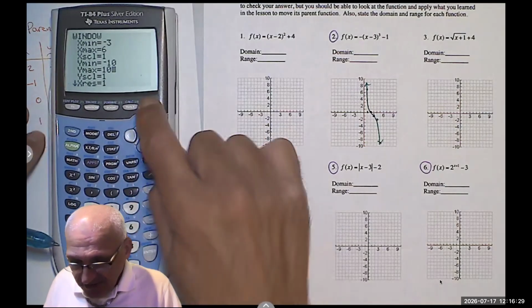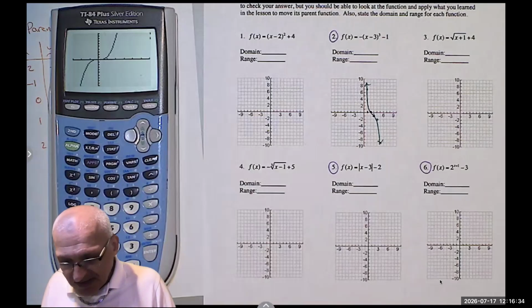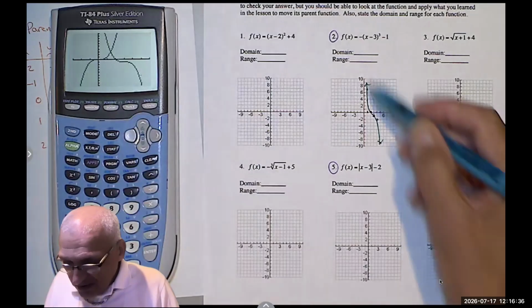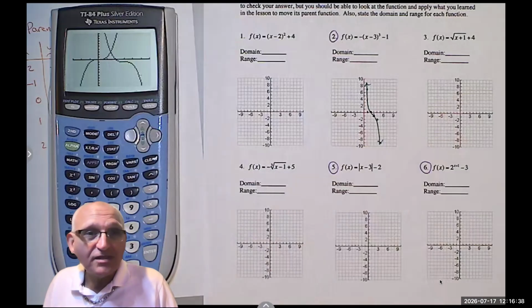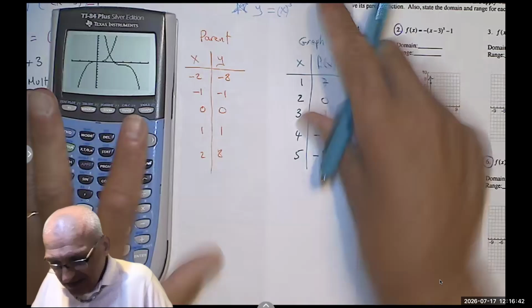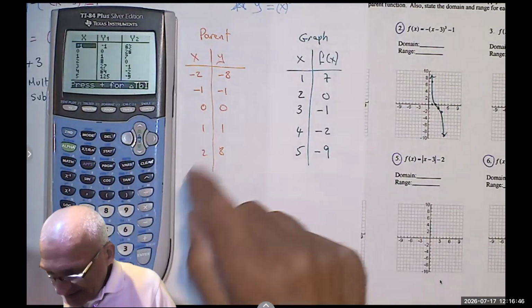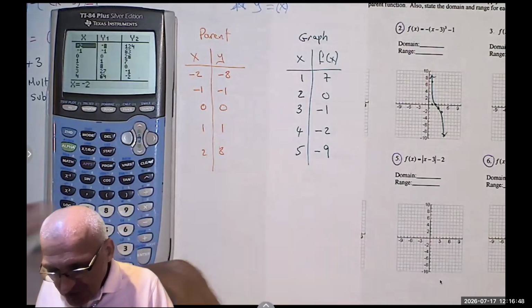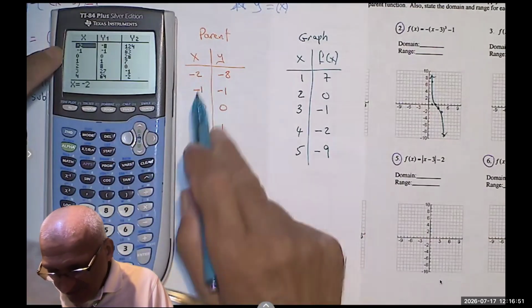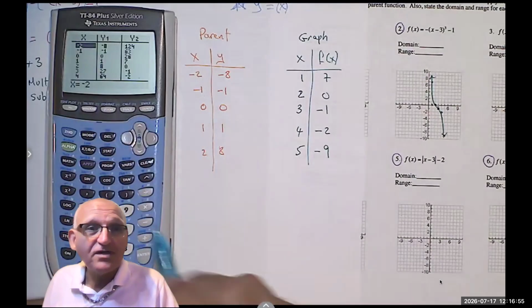And let's graph that. This is my original graph, y equals x cubed. And here is the one that is to the right and going down. Just to check these numbers, I'm going to go to the table and look at it. I will start at -2. So -2, -8, -1, -1, 0, 0, 1, 1, 2, 8, and we didn't do 3, 27.